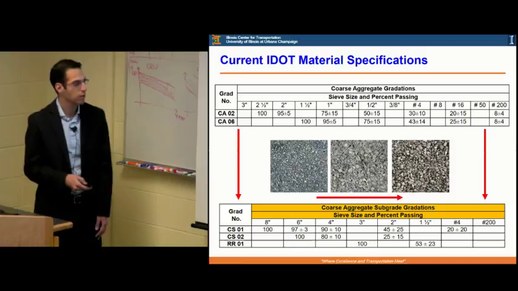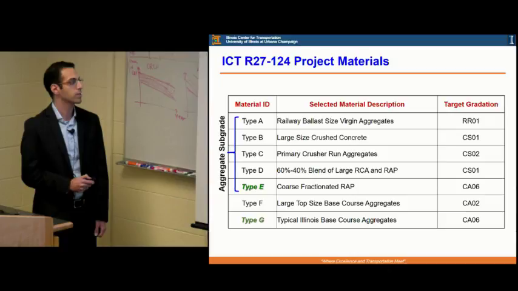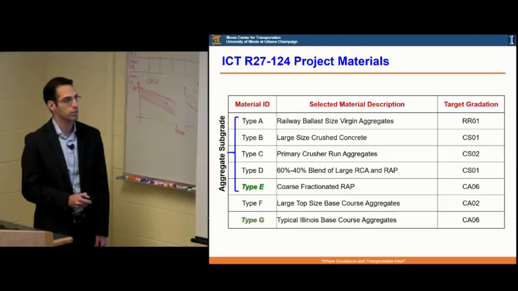Talking about the materials that were used in this project by Hassan and the research team, there were 5 different aggregate subgrade materials that were used. We will refer to them in this presentation as type A through type E. And if you look at these materials, they have different target gradations of RR01, CS01, CS02, and CA6. And they also are different materials.